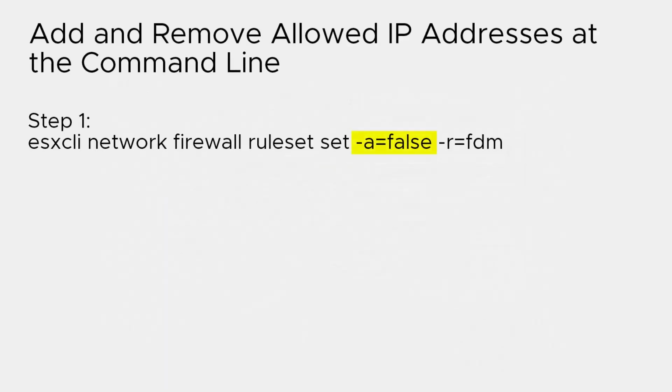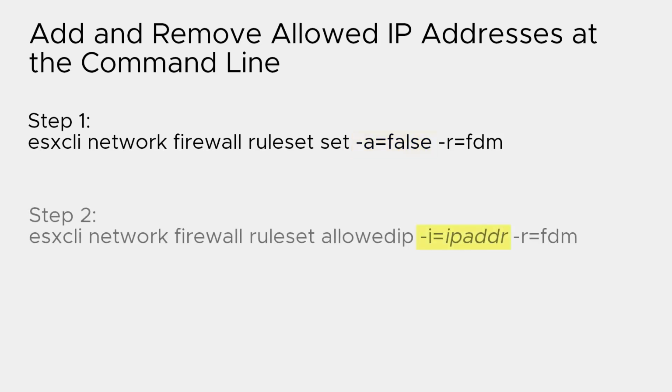When you add IP addresses at the command line, you must first disable all allowed IP addresses for the rule set by using the -A equals false flag. Then specify the IP addresses or range of IP addresses to allow using the -I flag.